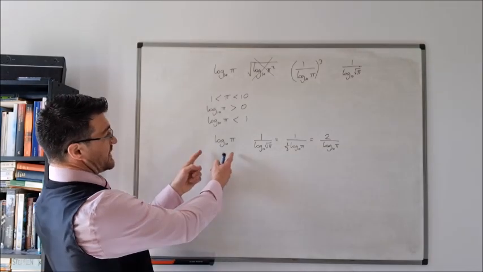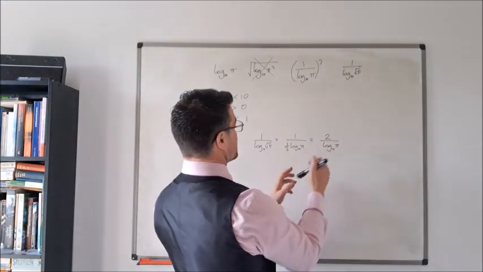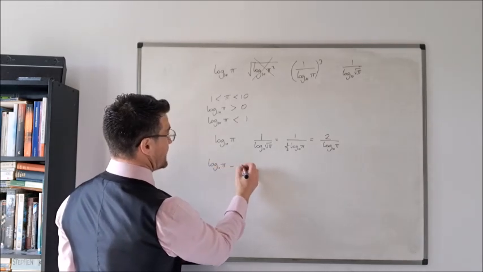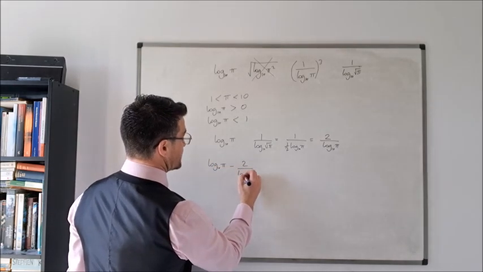Okay, so really what I want to be comparing in that case is this and this. So let's have a look. What do I get? Log to the base 10 of pi minus 2 over log to the base 10 of pi.